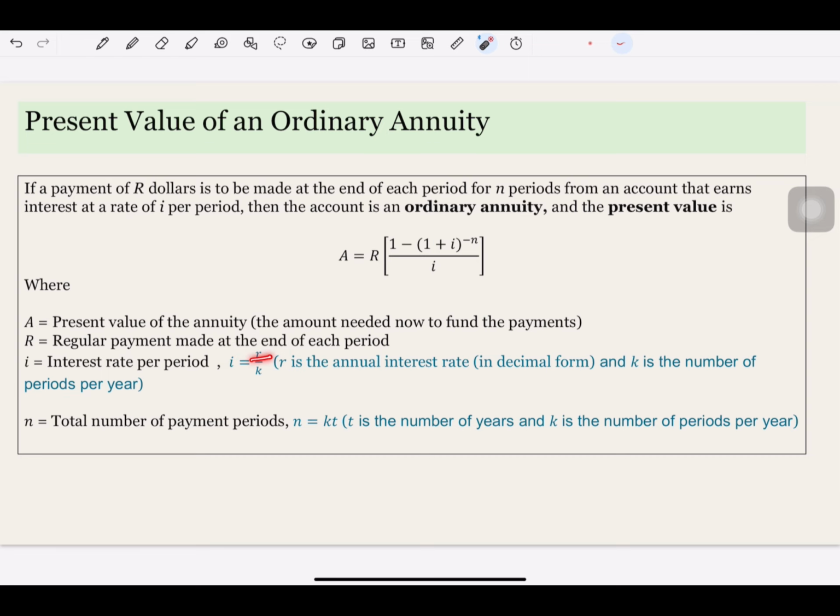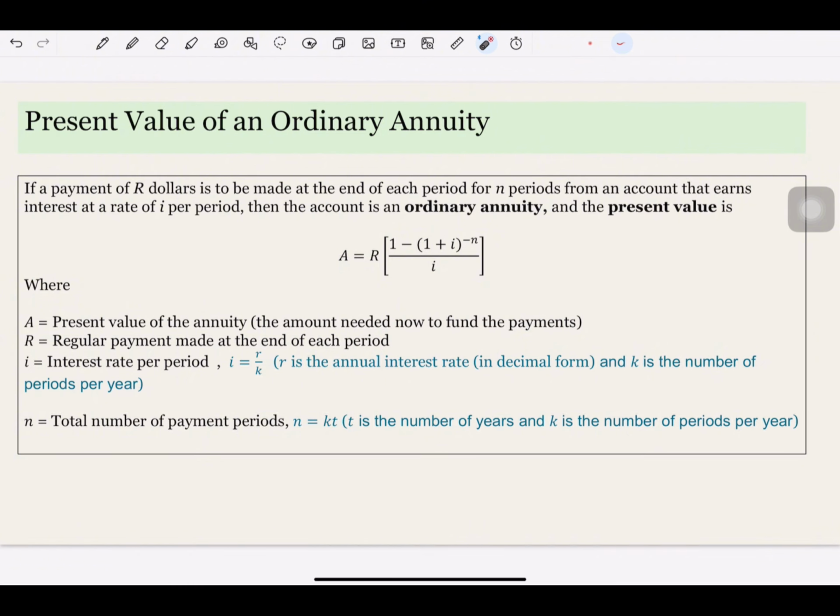Here r represents the annual interest rate and k is the number of periods per year, which means the compounding periods per year. And n is the total number of payment periods. Usually to get n, you multiply k by t. Again, k is the number of compounding periods per year, and t is the number of years.